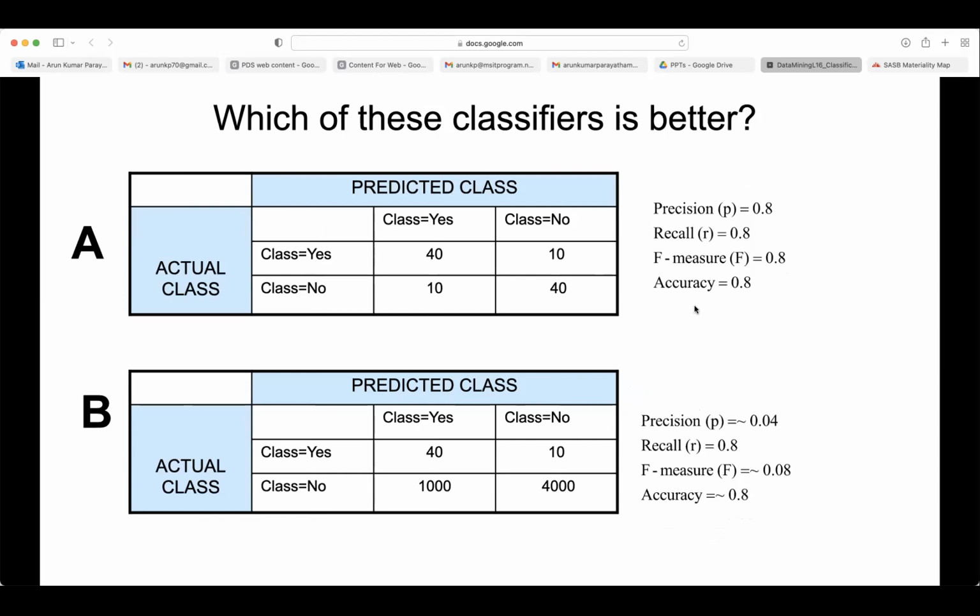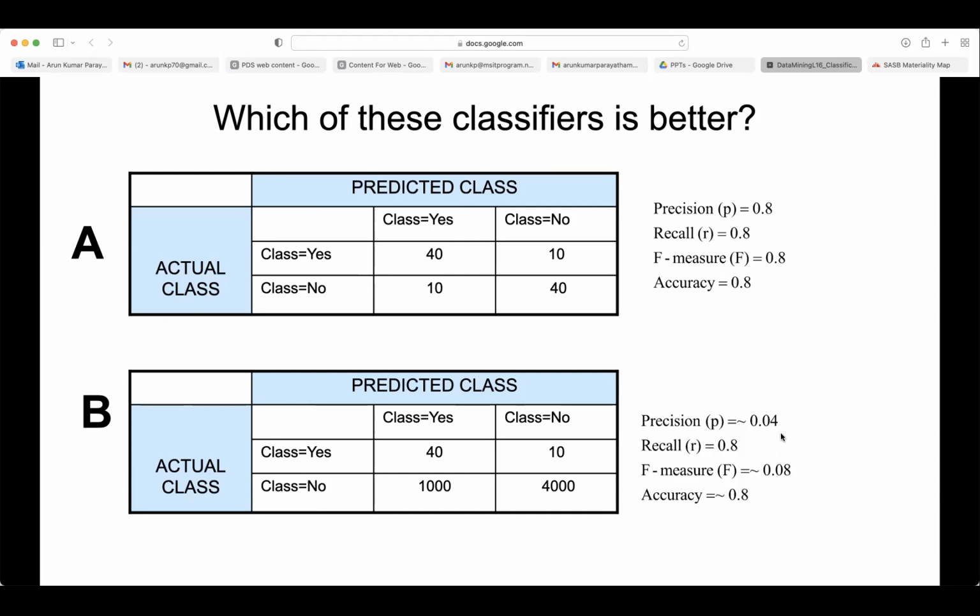And some more examples here. Again, precision 0.8, recall is 0.8, both are the same. Then F measure is not reducing anything here, right? Yes. That is one, and accuracy is also the same. So if F measure, precision, recall are the same, then accuracy is also the same.